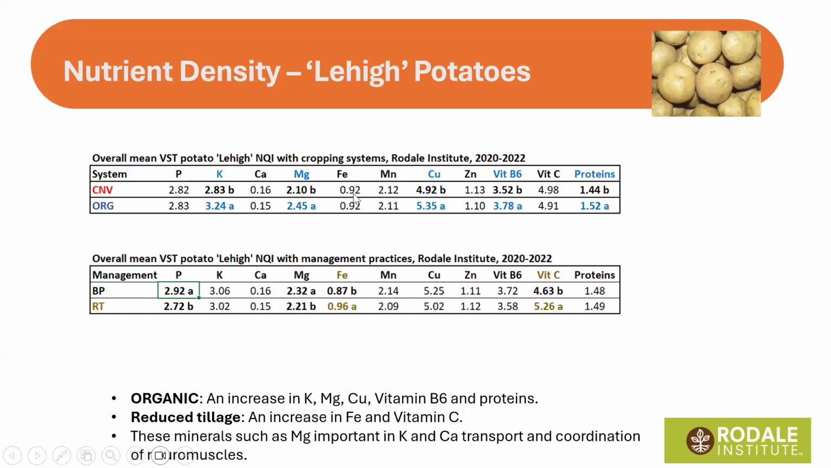So iron is becoming closer to 1 in the potato. It would be interesting to see this in the coming years, what that index would be. Looking at the reduced tillage and black plastic, we start to see that the potato itself is more in the intensive tillage black plastic, in the phosphorus, unlike the winter squash.